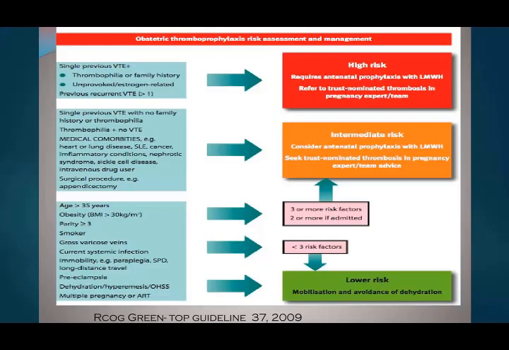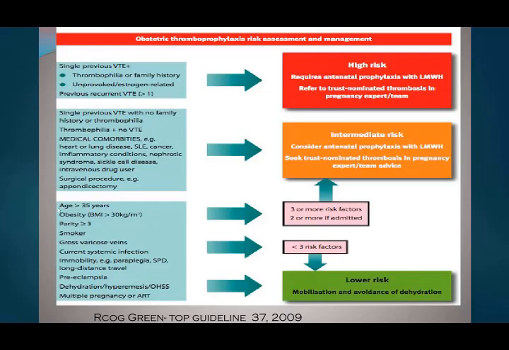Now, which ladies would fall into the intermediate risk? A single previous VTE with no history of thrombophilia itself, but with medical comorbidities like heart or lung disease, SLE, malignancy, inflammatory conditions, nephrotic syndrome, or a surgical procedure having been done. So there was a previous event and now there is some comorbid condition as well. These patients would fall into the intermediate risk, and we need to consider antenatal prophylaxis with low molecular weight heparin, and a good multidisciplinary approach as well.